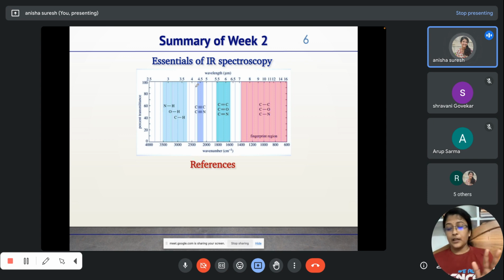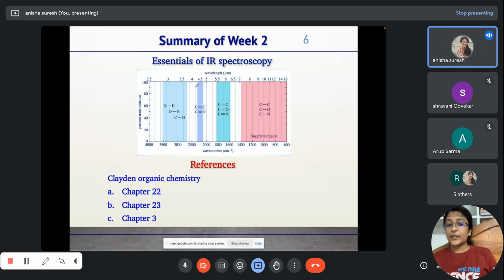For references for these week 2 lectures, you can follow Clayden Organic Chemistry, Chapter 22 for Electrophilic Aromatic Substitution, Chapter 23 for Nucleophilic Aromatic Substitution, and Chapter 3 for Essentials of IR Spectroscopy. So the summary is clear for everyone?